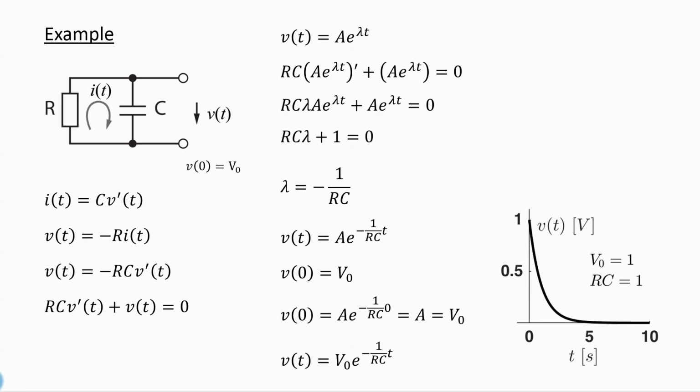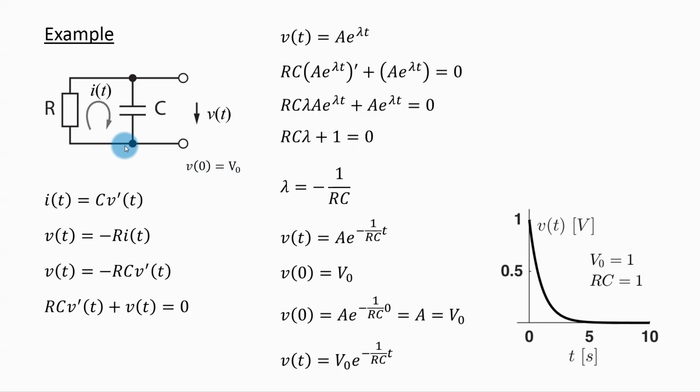Here I have a different example which is closer to the heart of an electrical engineer. This is an RC circuit. I have no sources in this circuit, but I will assume that at time 0 this capacitor is charged to some voltage V0. Now, how can I describe the behavior of the voltage in this circuit?